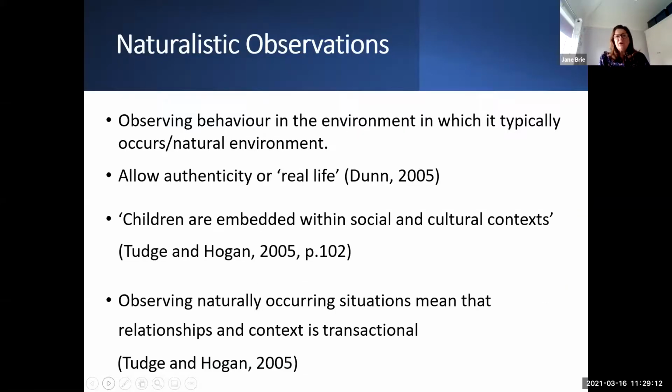So the naturalistic observation, so this is where we're observing behaviour in the environment in which it typically occurs, a more natural environment, or as most as we can. So maybe it could well be a school playground, it could be a child's home, it could be a play area. But it has that more sort of natural environment to it. And as Dunn says, it allows for authenticity, or real life as it is.